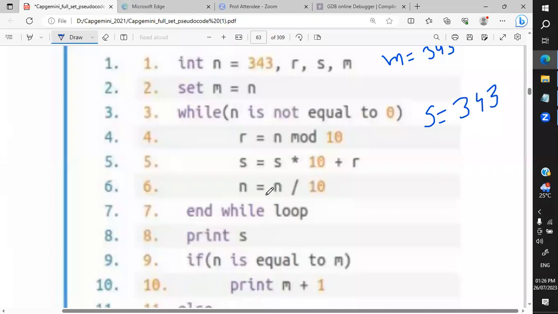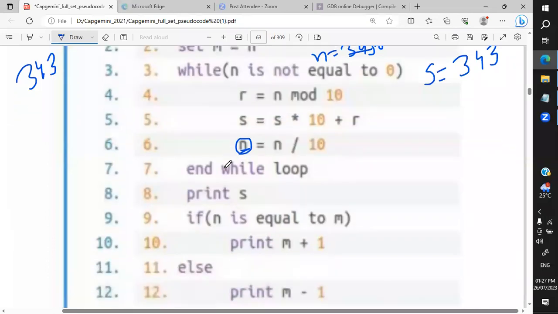That's fine. But remember, while doing this process, we are making n as 0. Yes or no? First, n was 343. 343 will become 34. 34 will become 3. And 3 will become 0. Then only will the loop stop. Now, what is the s value? 343. So the first output is 343. As you said, that's fine.